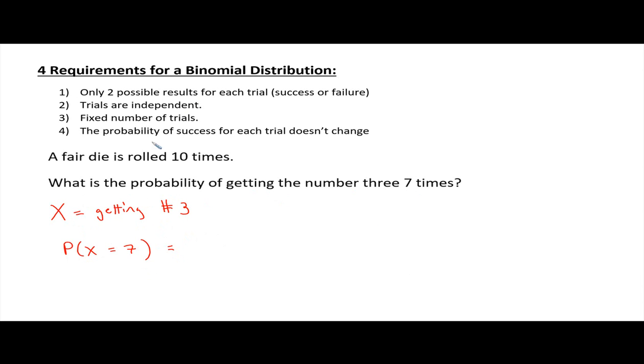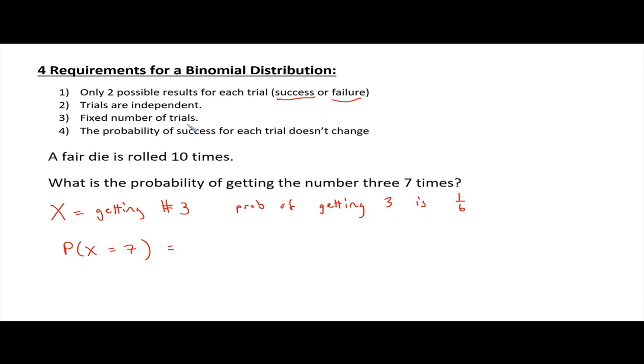Now, let's go through our 4 requirements. 1, there are only 2 possible results. In this case, success would be considered getting the number 3, and failure would be getting anything other than 3: 1, 2, 4, 5, 6. 2, the trials are independent. The probability of getting 3 is 1 out of 6. This doesn't change. Every single time we roll the die, the probability of getting 3 is 1 out of 6. So it meets requirement 2.